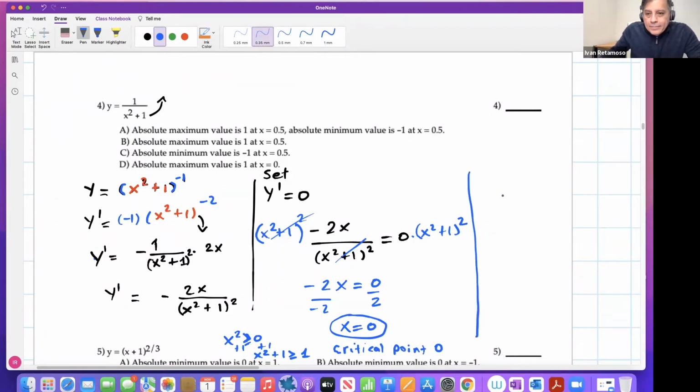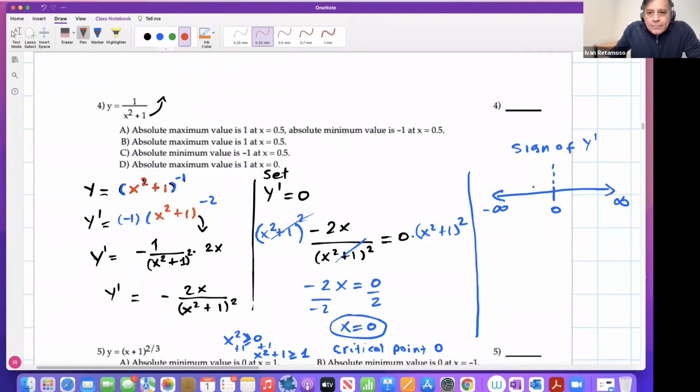Remember the number line here? Here, negative infinity, here infinity. X equals 0 should be placed in the middle. This critical point is going to split the number line in 2 parts, 2 regions, right? And now our goal is to find the sign of the derivative of this function, the sign of y prime over this region. For that, I'm going to take test points.